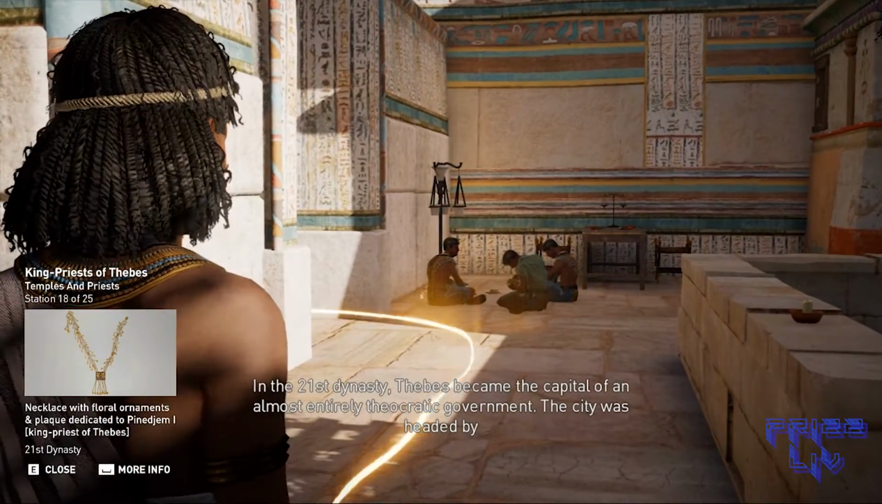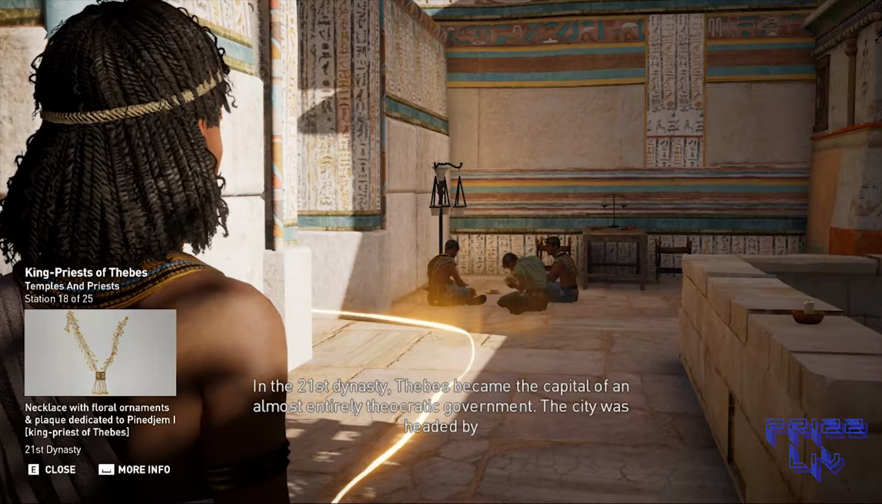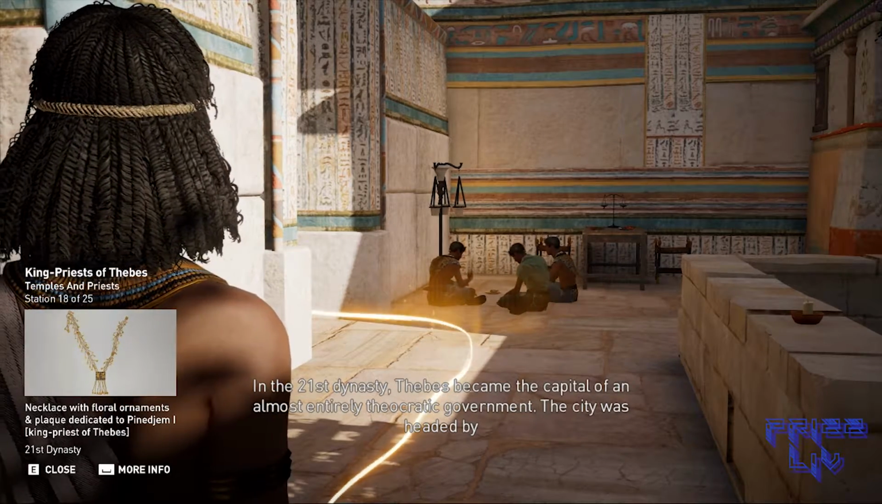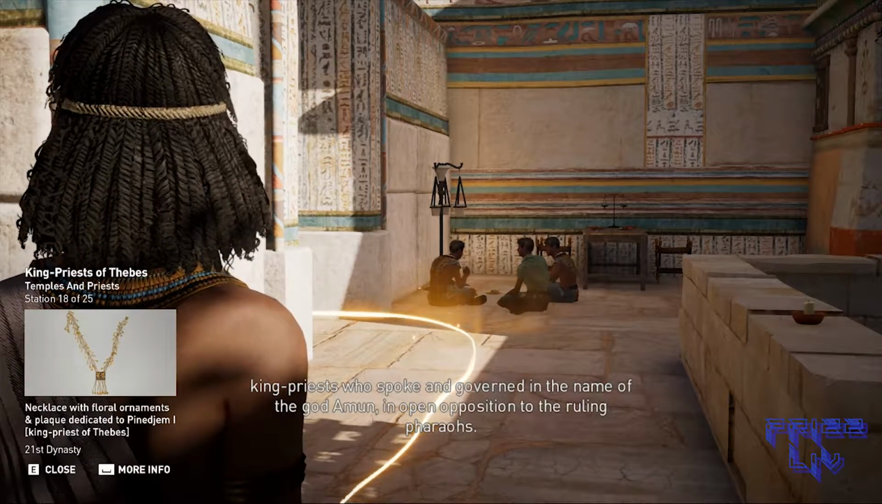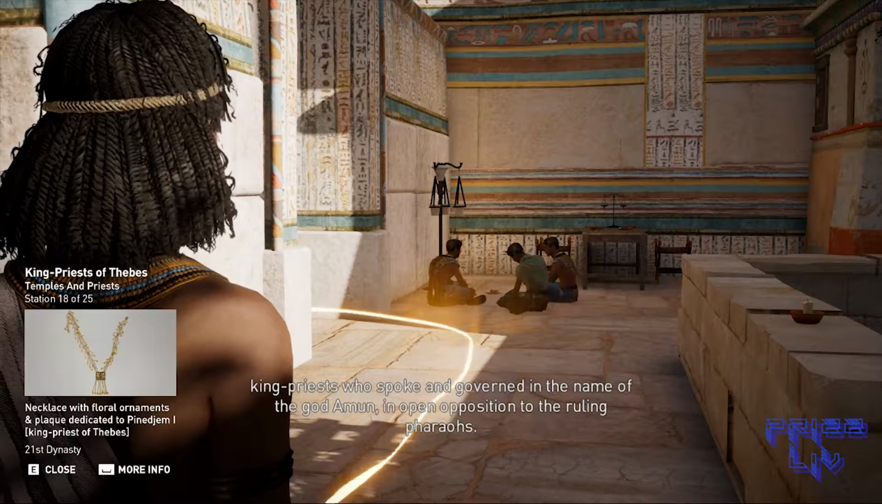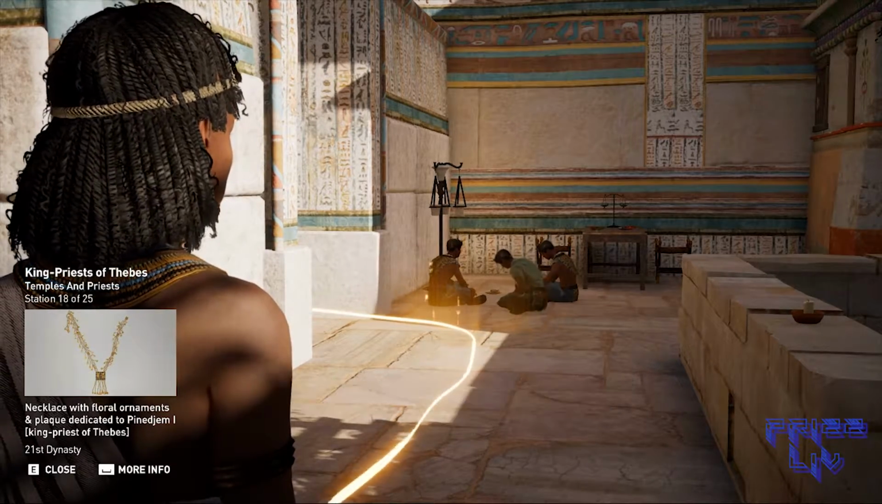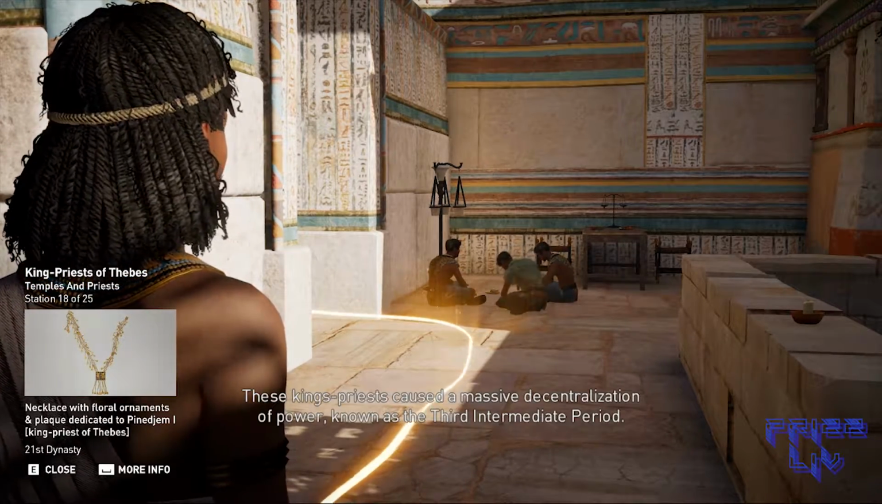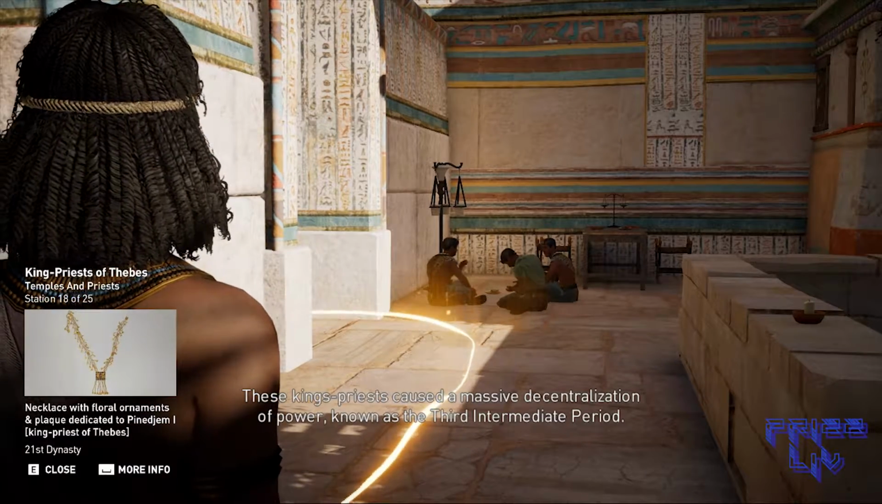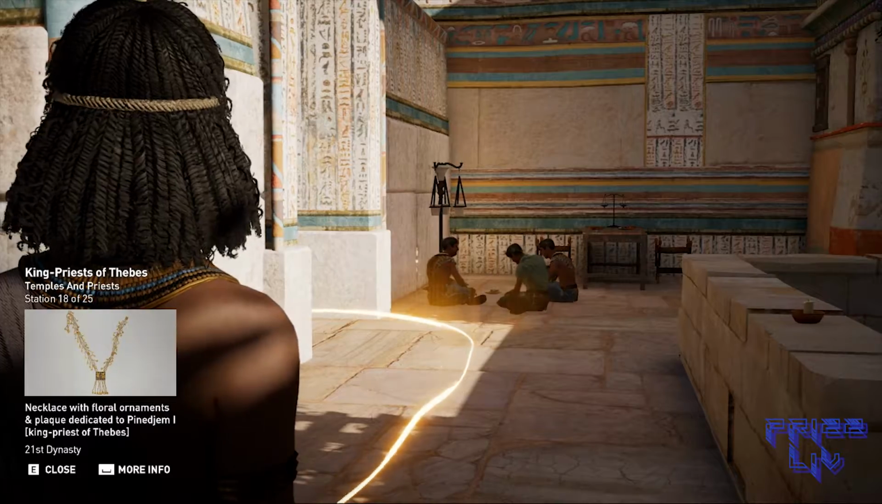In the 21st dynasty, Thebes became the capital of an almost entirely theocratic government. The city was headed by king priests who spoke and governed in the name of the god Amun, in open opposition to the ruling pharaohs. These king priests caused a massive decentralization of power, known as the Third Intermediate Period.